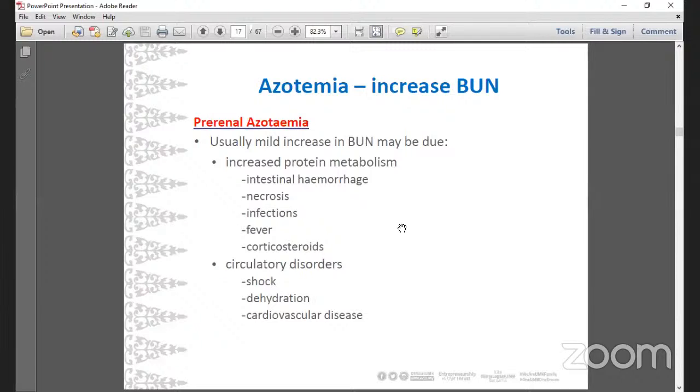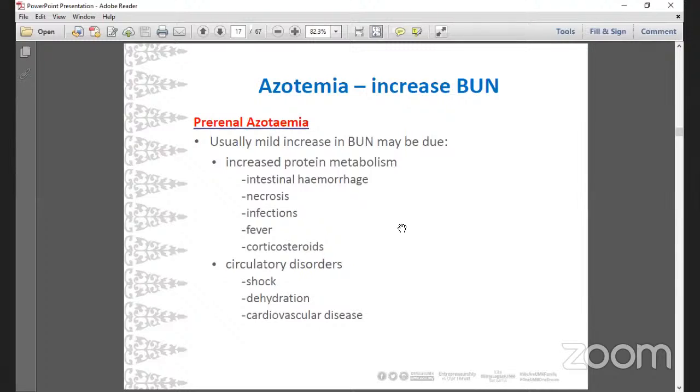Pre-renal azotemia usually gives a mild increase in urea. That means when we check the blood result, we can see a slight increase of the blood urea nitrogen. There are two main factors that can cause a slight increase in the blood urea nitrogen. The first is increased protein metabolism due to intestinal hemorrhage. Why does that occur? Because the hemorrhage contains RBCs and is high in protein, and this high protein will increase the BUN.